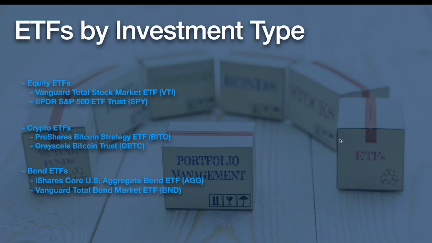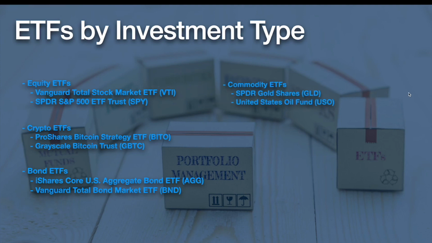Okay, next, let's take a look at bond ETFs. Bond ETFs invest in fixed income securities and are designed to provide investors with exposure to different types of bonds, such as government, corporate, or municipal bonds. They can also target specific maturity ranges or credit qualities. Bond ETFs offer benefits like regular income, diversification, and typically lower risk compared to equity ETFs. Examples include the iShares Core US Aggregate Bond ETF, AGG, and the Vanguard Total Bond Market ETF, BND.